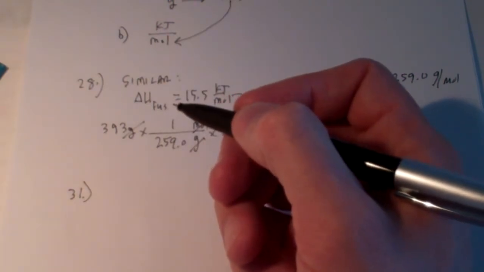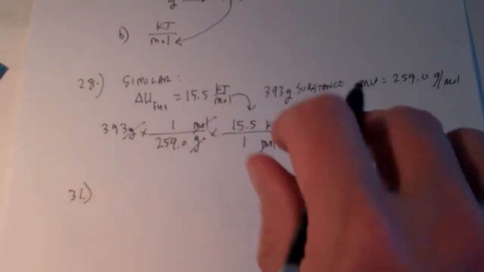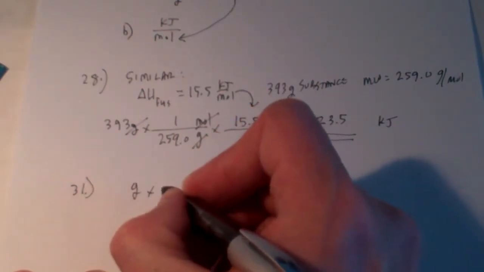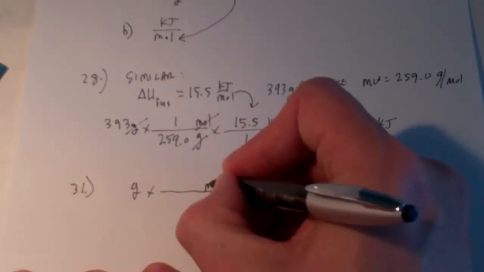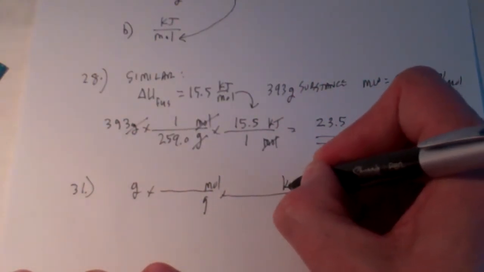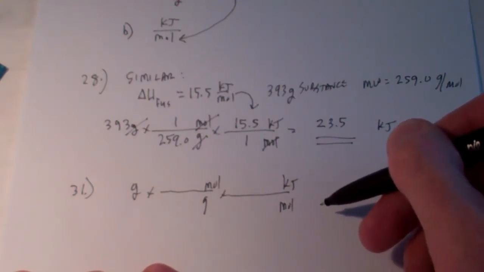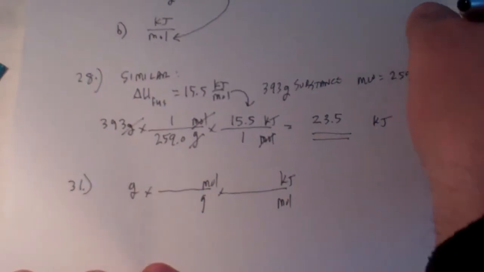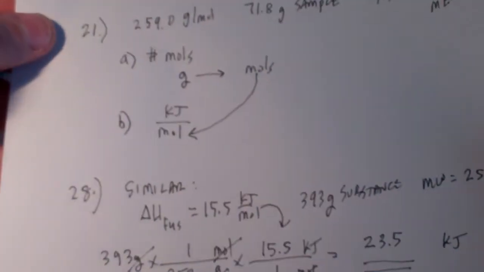And I have decided that you are going to be on your own for number 31 except for this little bit of help. You will go from grams to moles, and then you will go from moles to kilojoules. Now, doesn't that look familiar? Hint, see the one above, 28. Okay, then we have to do numbers 33 through 35.